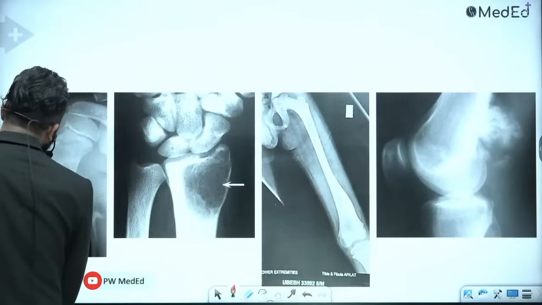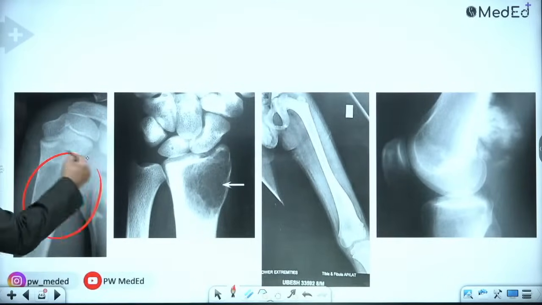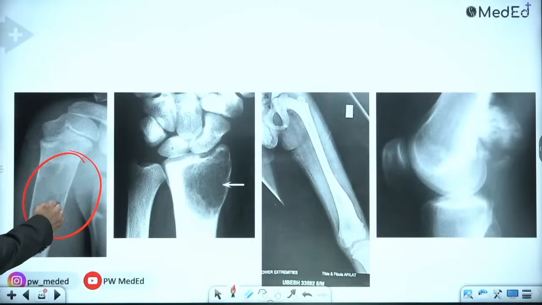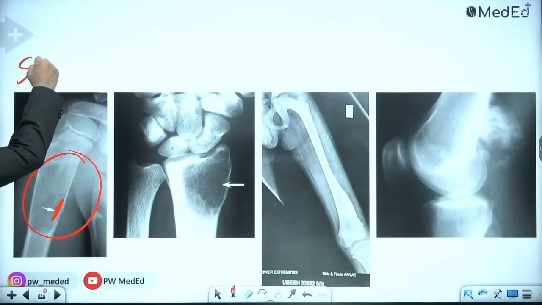So this is a lesion which is located centrally, and there is one bony fragment that can be seen. This is the hinge fragment sign seen in patient with simple bone cyst.